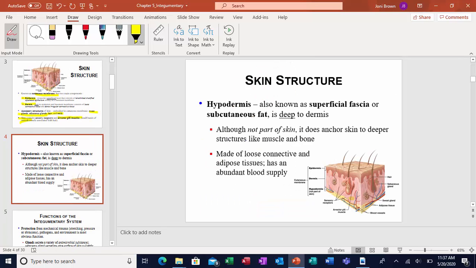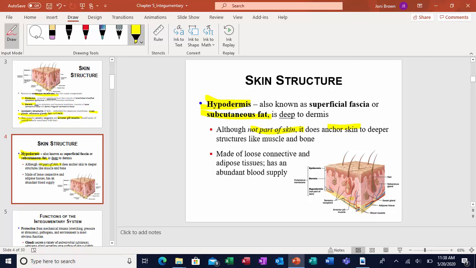Now, the hypodermis is underneath the dermis. So it's called subcutaneous. Hypo means under, sub means under, and derm is skin, whereas cutaneous is the skin. So this is under the skin. It is not part of the skin.